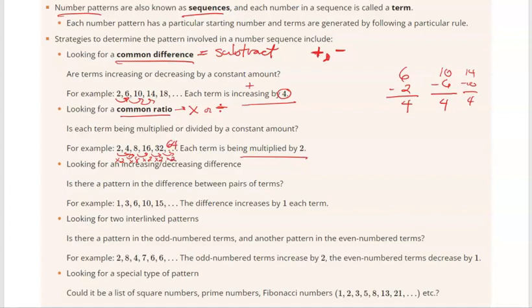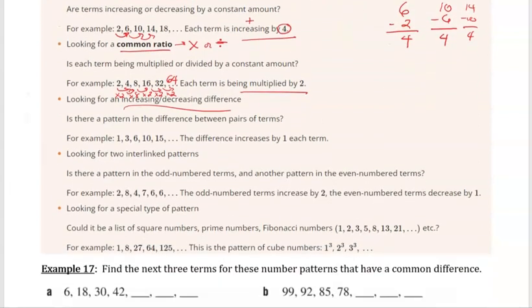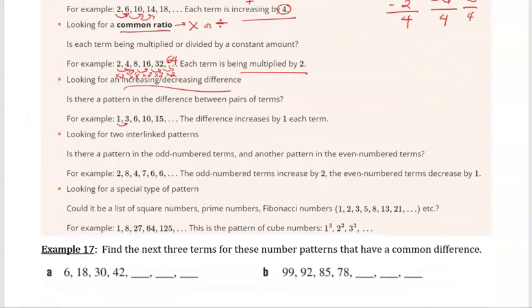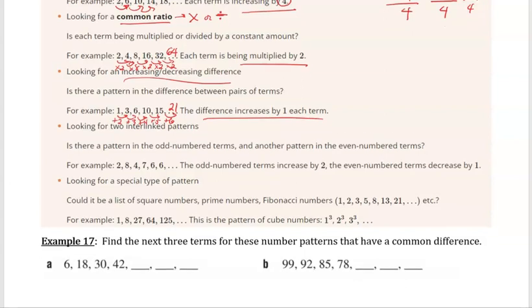You could look for an increasing or a decreasing difference. So sometimes this one's going up by 2. But then this one goes up by 1 more than 2, which is 3. This one goes up by 4. This one goes up by 5. And we find that if we go up by 6, we can reach the next number. So the difference increases by 1 from one term to the next.